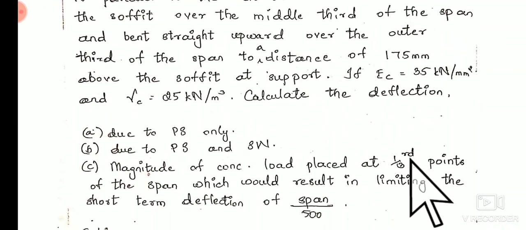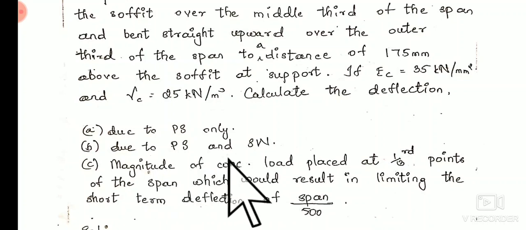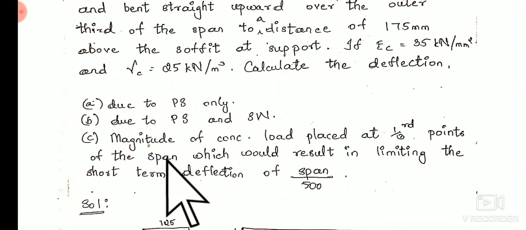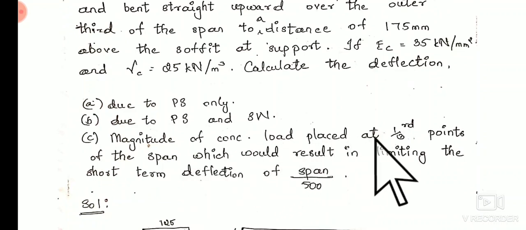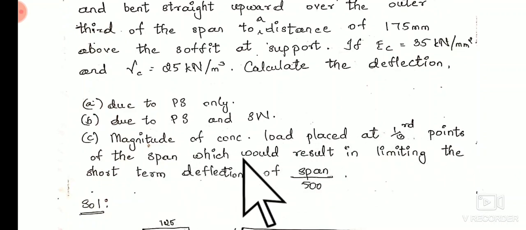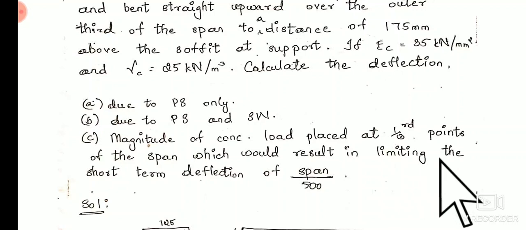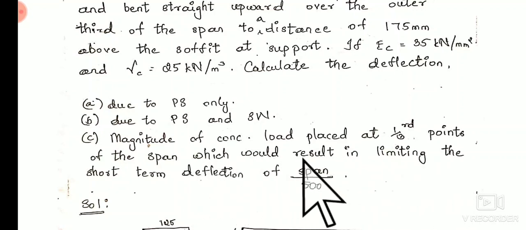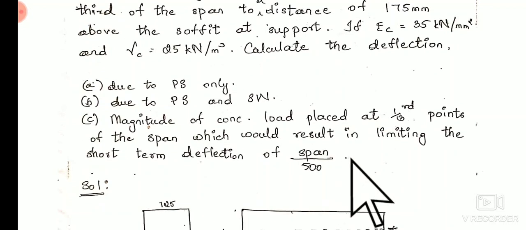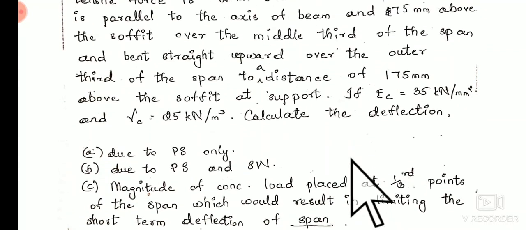calculate the deflection. First one due to pre-stress only, second one due to pre-stress and self-weight, third one the magnitude of concentrated load placed at 1/3 points of the span which would result in a limiting short-term deflection of span by 500. So this is the given problem.